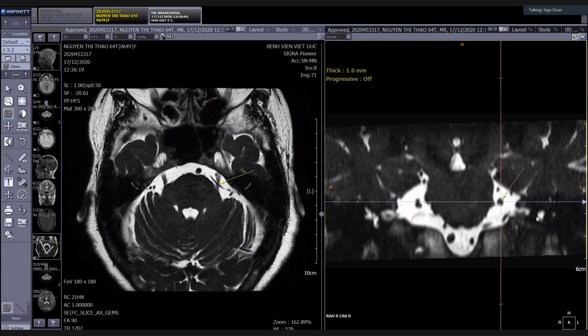No, if the patient is without symptom, I don't diagnose neurovascular conflict. Okay, so the clinical symptom plays a crucial role, right? We cannot make the diagnosis of neurovascular conflict without clinical symptom, right?